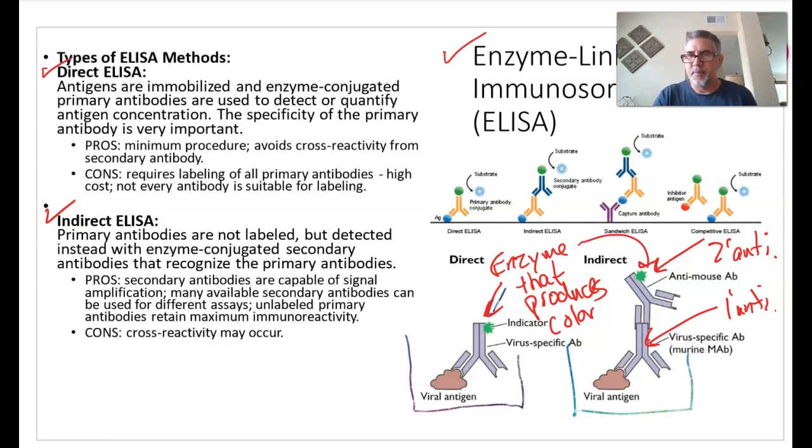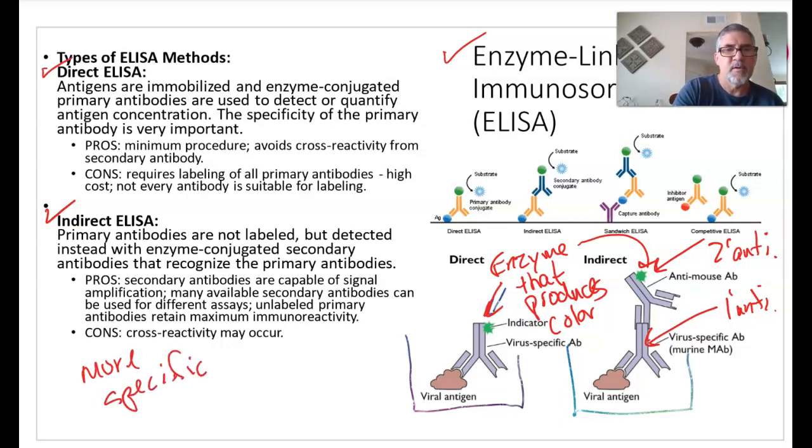So the question is, why do we do indirect instead of just doing direct? Because they're very similar. Well, if I do indirect, I can get multiple secondary antibodies that attach to this primary antibody, and I get a greater response. So the pros: the indirect is more specific. So I get fewer false positives and fewer false negatives.